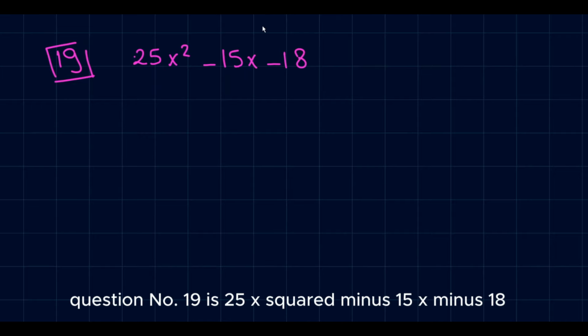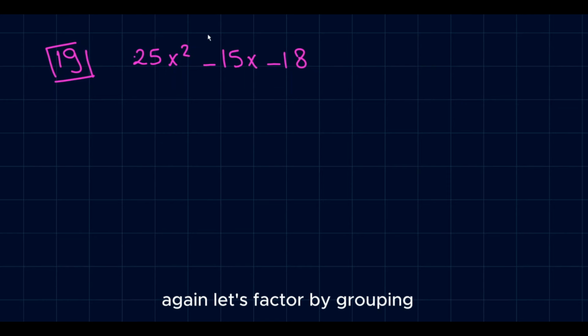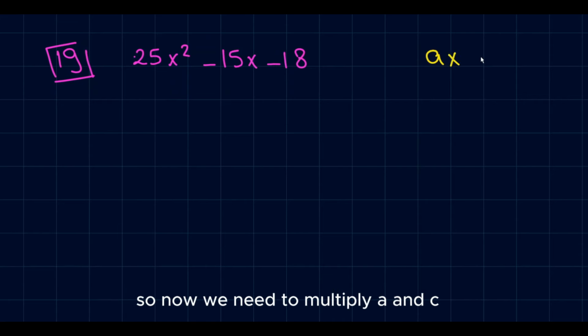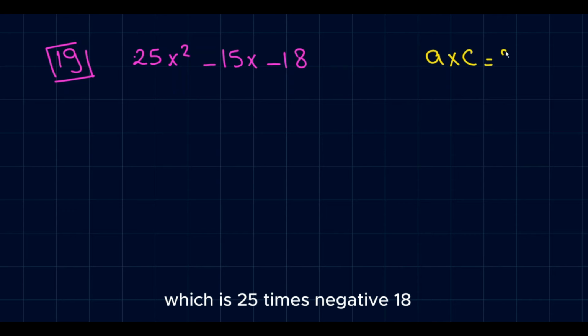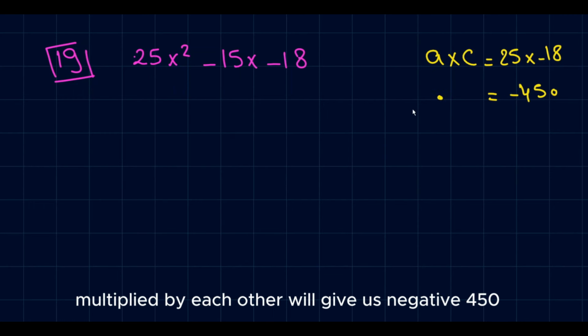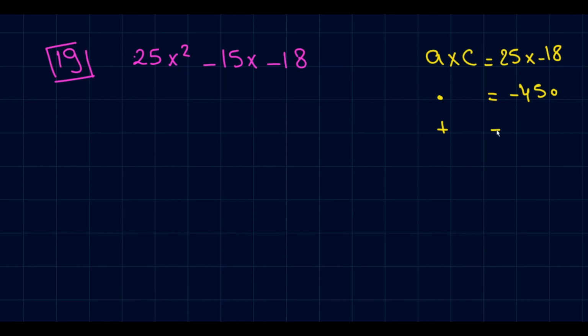Question number 19 is 25x squared minus 15x minus 18. Again, let's factor by grouping. We have A is 25, B is negative 15, and C is negative 18. So now we need to multiply A and C, which is 25 times negative 18, which will give us negative 450. Now we need two numbers multiplied by each other that will give us negative 450, but if we add them, will give us our b, which is negative 15.